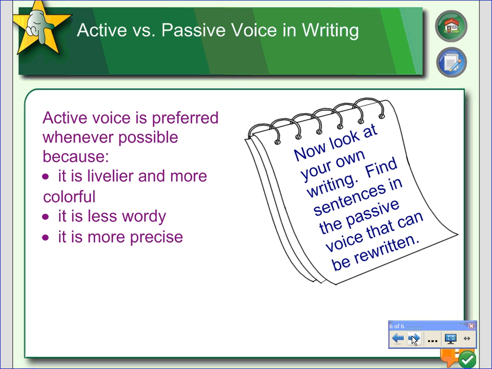So finally, let's take a look at your own writing. So look at the piece of writing you are currently working on. Try and find sentences that are written in the passive voice and reword them so that they are in the active voice, therefore being more precise, less wordy, and livelier and more colorful. Remember to look for helping verbs like was written by or was seen. So those would be examples of passive verbs.